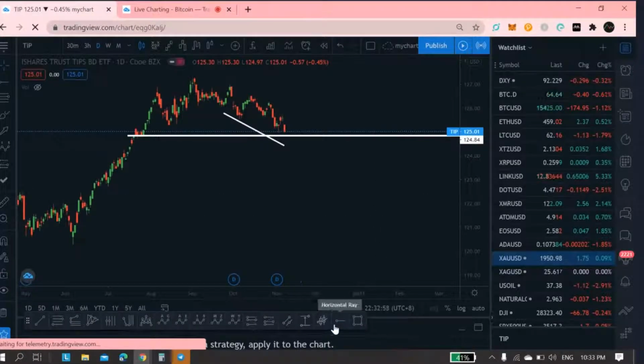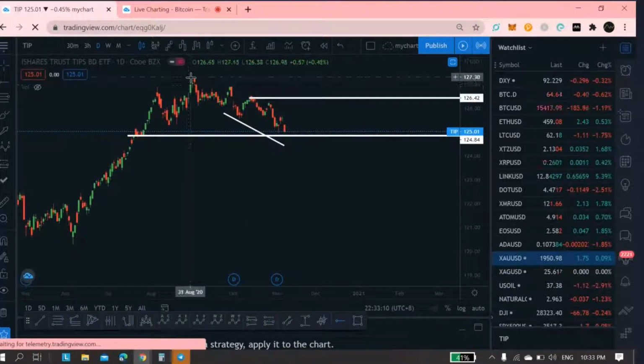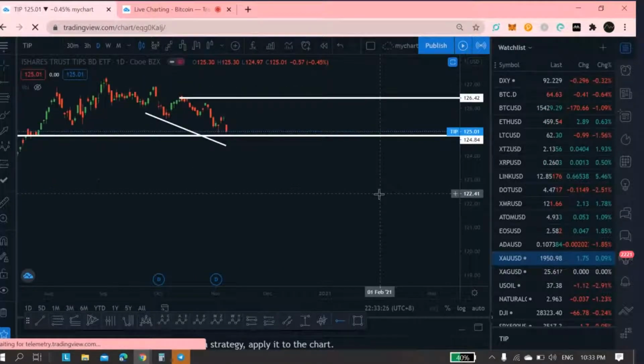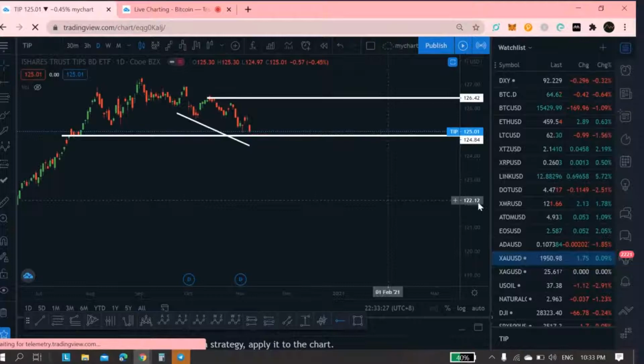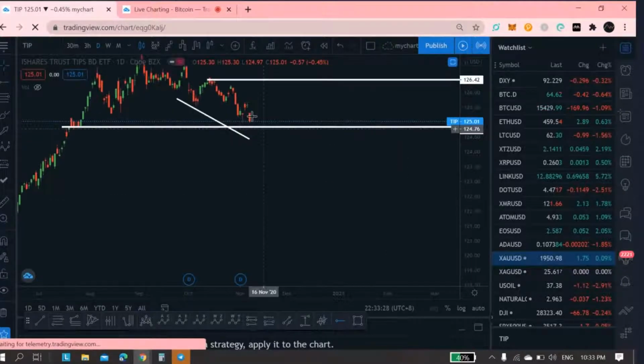And this one as a possible TP area. There's actually a doji around here, the 126 area before the all-time high of around that 127 area. But of course, I will wait for the confirmation of this before I go long.